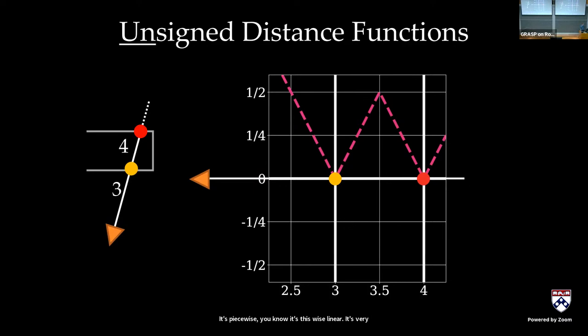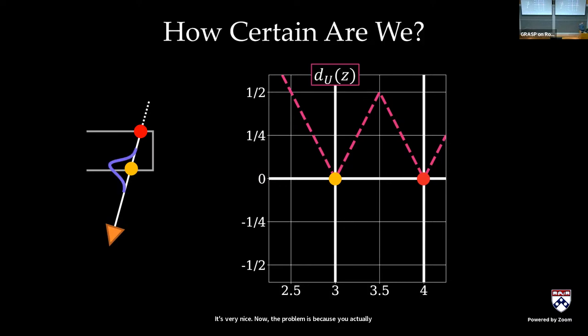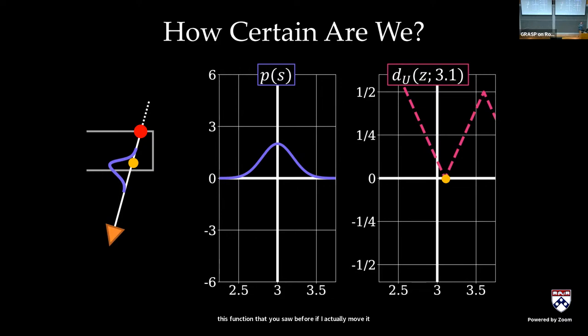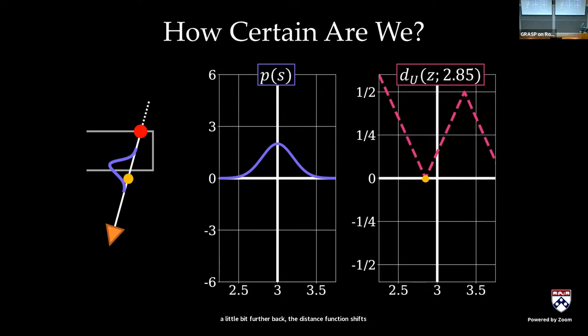Now, the problem is that the network is going from a single RGB image to 3D, which is a very challenging problem. How certain are you that that counter is actually 3 meters away? You have some sort of intrinsic uncertainty, especially if you're working on challenging data. So we can ask what happens when the network faces this uncertainty. You might have a distribution over the possible locations for where that yellow intersection actually is. The unsigned distance function, if it's at 3, is going to be the function you saw before. If I move it a little bit further back, the distance function shifts over, and if I shift it backwards a little bit, it shifts again. The network intrinsically has uncertainty about where that surface is, which makes it difficult to predict.